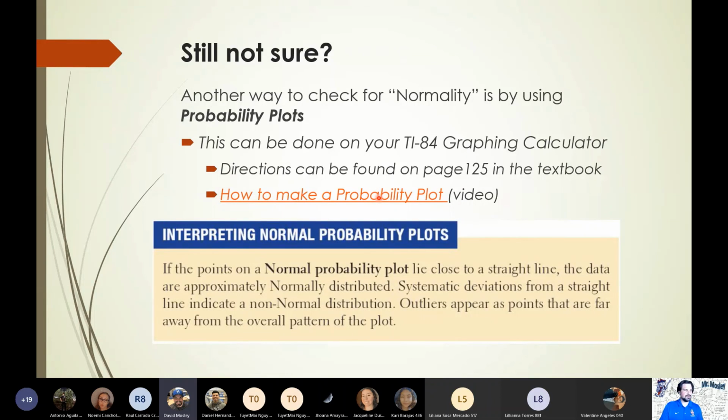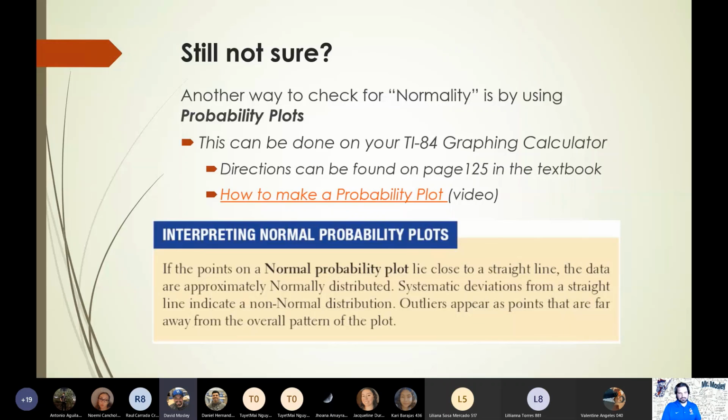You interpret a normal probability plot in the way that if the points on a normal probability plot lie close to a straight line, the data is approximately normal. Systematic deviations from a straight line indicate a non-normal distribution. Outliers appear as points that are far away from the overall pattern.